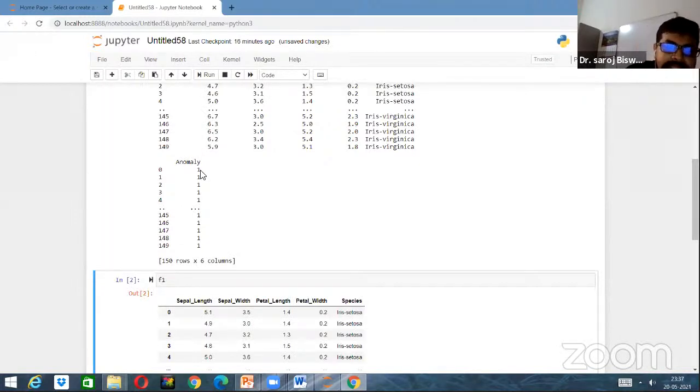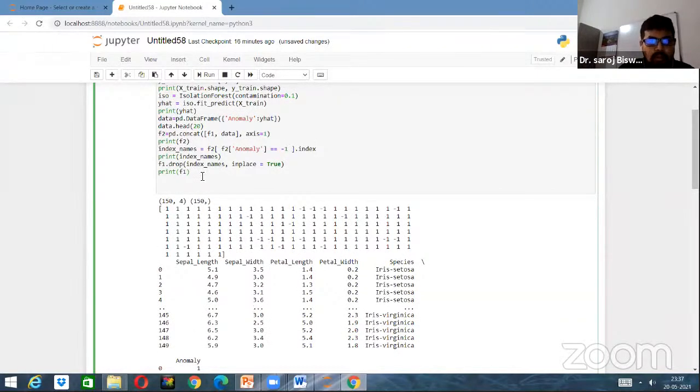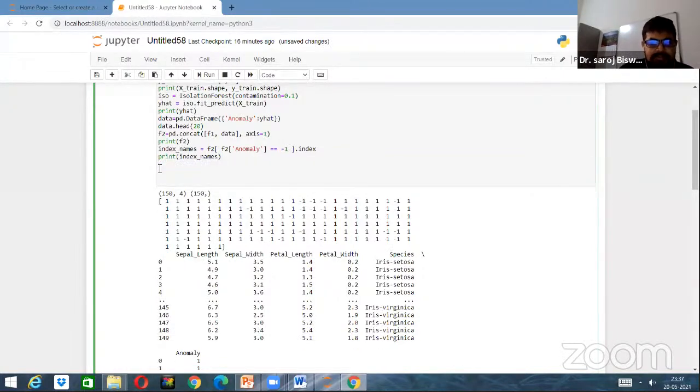Why do we have anomaly added here? Because already we know query on columns, query on the file. Based on the query, wherever the value of anomaly equals -1, that index can be identified. So simply we have a code here. Please see here, and please note it.